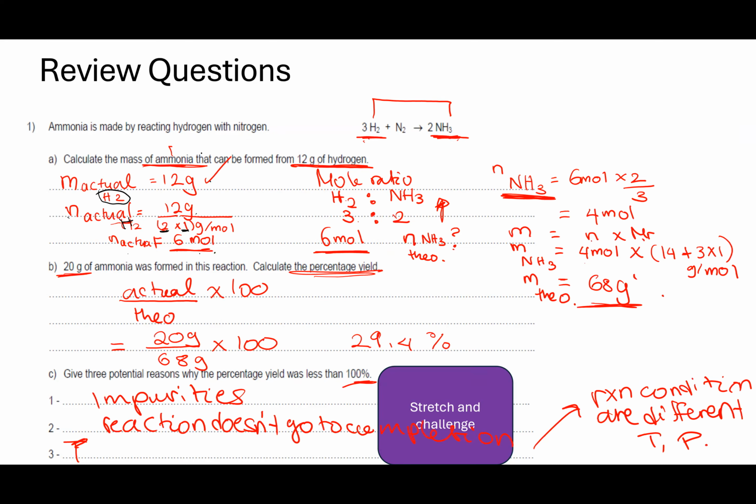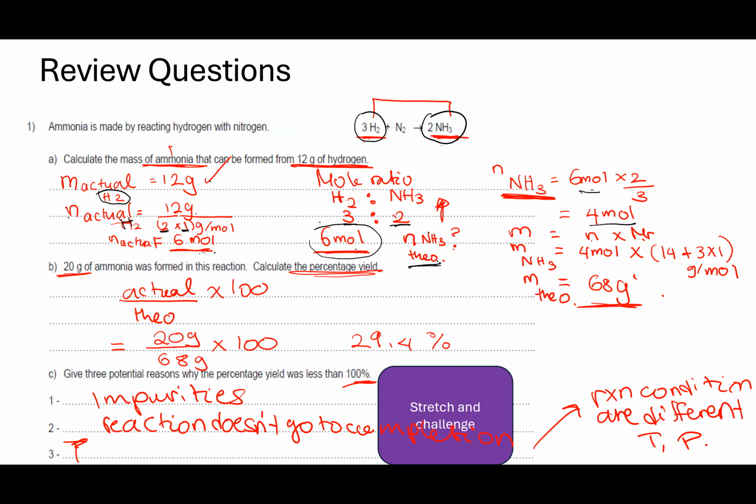Then, because it's between hydrogen and ammonia, the next step is the mole ratio, which is going to be between hydrogen and ammonia. Basically, it's going to be a 3:2 from the balanced equation. Now you put the value that you found for actual moles over here, and then you cross multiply: 6 times 2 over 3. That will give you the theoretical moles of ammonia, which is 4 moles if you follow these steps.